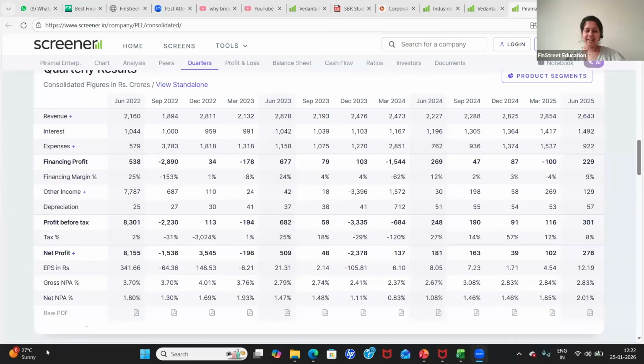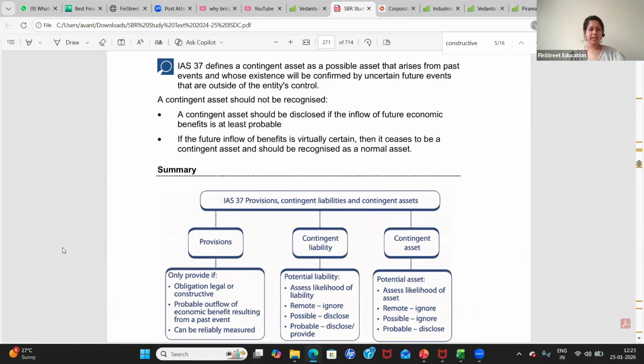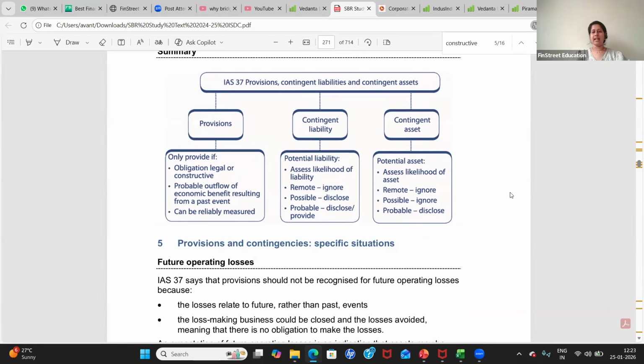I think I've taken enough of your time on Sunday. Let's quickly sum it up to see the difference between all of them, and I think we can conclude for the day. Allow me to open the SBR textbook. This is a good table that I have used to sum up a provision, a contingent liability, and an asset.